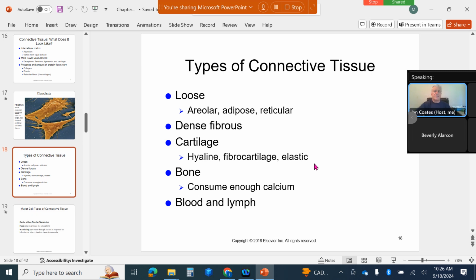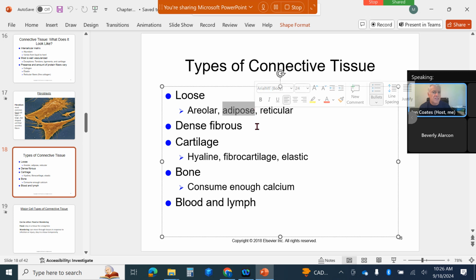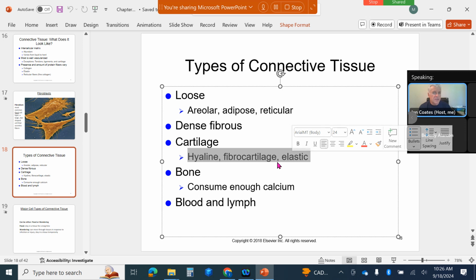Okay. Types of connective tissue. There is loose connective tissue, which includes areolar and adipose tissue. Adipose is fat. Okay. Reticular, you can have dense fibrous, cartilage. There's a couple different kinds of cartilage: hyaline cartilage, fibrocartilage, elastic cartilage, all these different kinds of cartilage. Okay, there's cartilage there in between joints, in your spinal column, those cartilage discs.